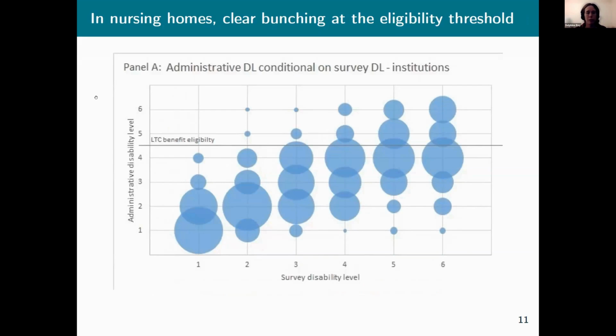Here on the horizontal axis, you have the survey disability level. So if you look at the 4, 5, and 6, 5 and 6 are those levels which are theoretically not eligible for the long-term care benefits. But if you look at the vertical axis, the administrative disability level, you can see that many patients are coded for, meaning they are eligible for the benefit, whereas from the survey data, they would not be eligible. So there seems to be some bunching at this eligibility threshold.